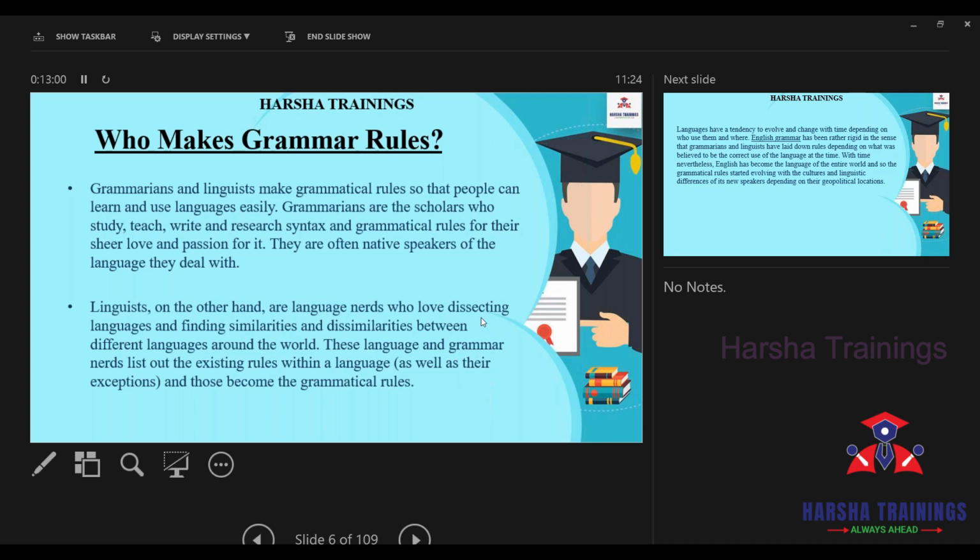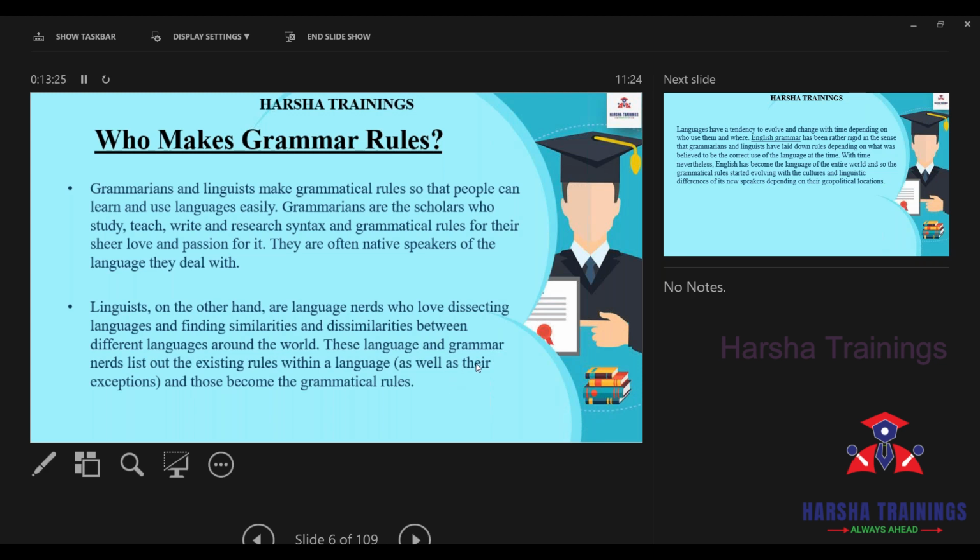What do they like to do? They love to dissect. What do you mean by dissecting? Cutting it open, researching it, doing all sorts of things with the language, experimenting. They're finding similarities and dissimilarities between different languages in the world, just to know how this language is, or how the other languages are when compared to the English language.